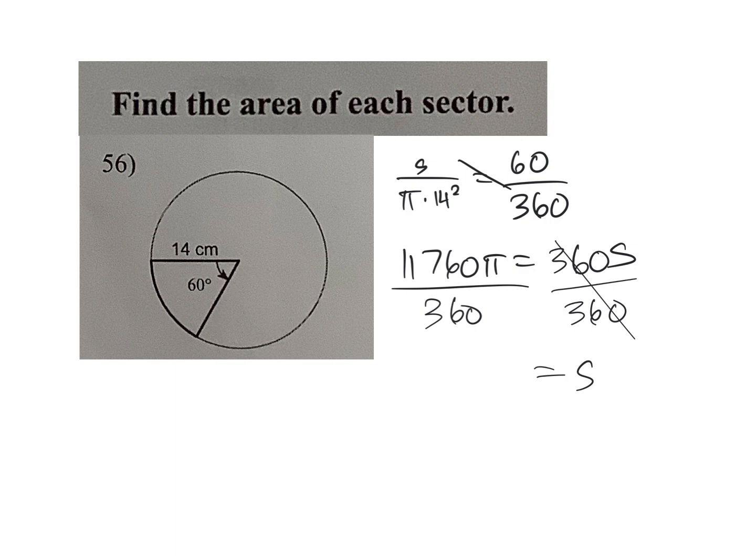reducing the fraction. So reducing by 10 removes those zeros. They reduce by 3, so 1176 divided by 3 is 392. 36 divided by 3 is 12. Let's see here. They reduce by 4. 392 divided by 4 is 98. 12 divided by 4 is 3. And that's it.